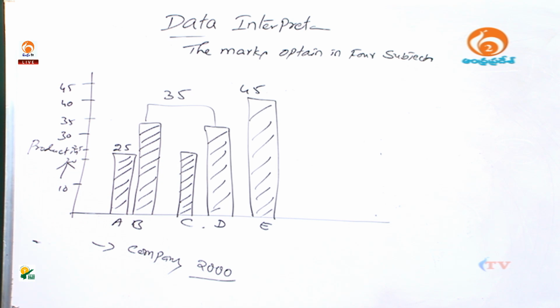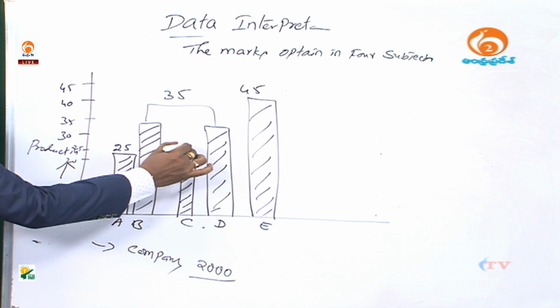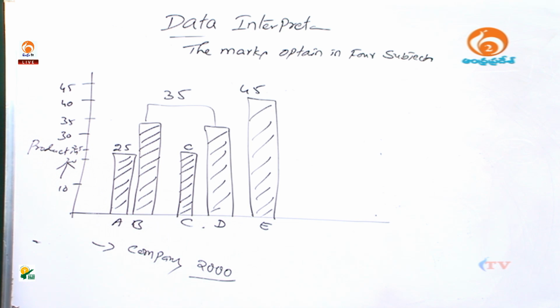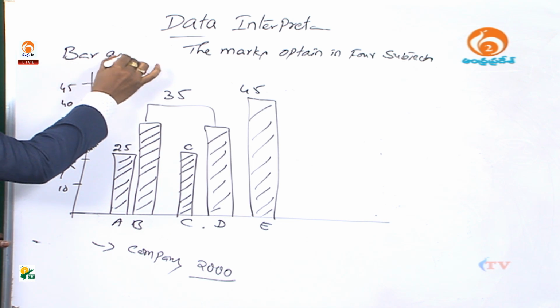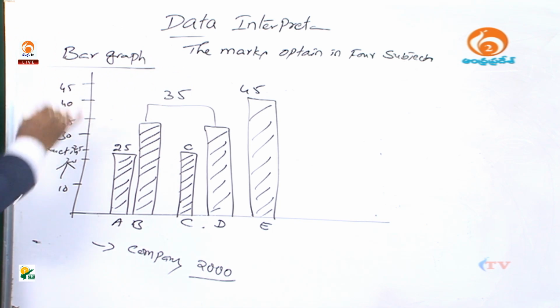And which company's production is at the second least stage? Company C's production is second least among all the 5 companies. This diagram represents a bar graph.